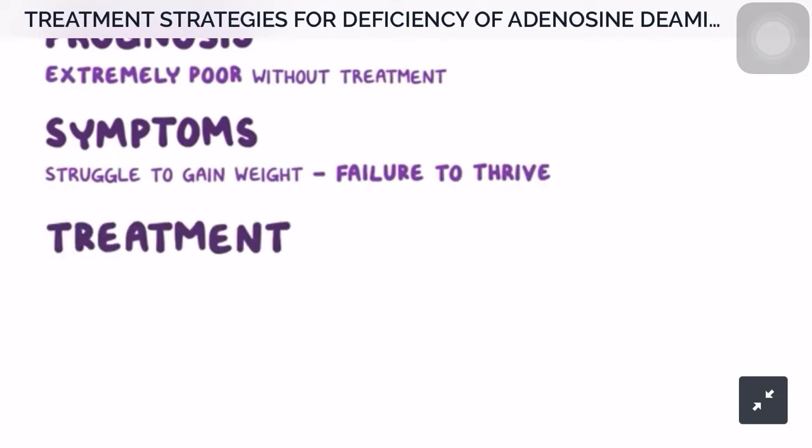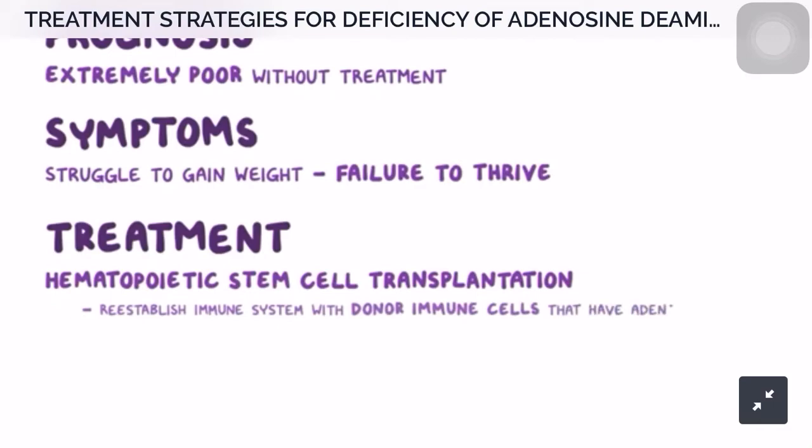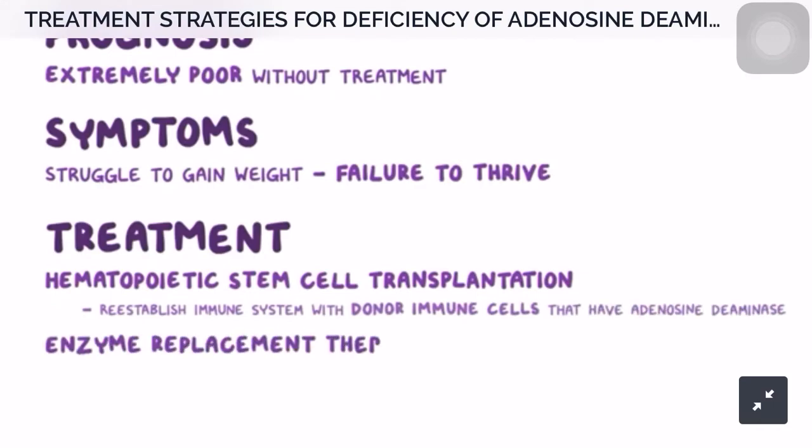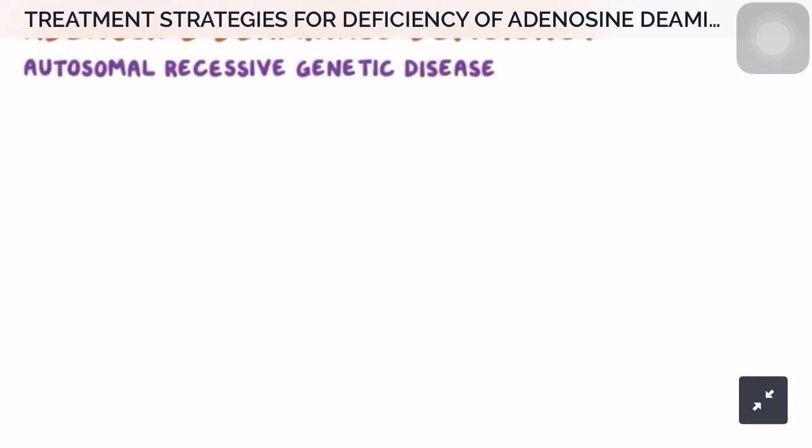Treatment of adenosine deaminase deficiency usually centres on hematopoietic stem cell transplantation. The idea is to re-establish the immune system with donor immune cells that have the adenosine deaminase enzyme. Another option is to give enzyme replacement therapy through IV infusions of adenosine deaminase, but this requires weekly infusions and isn't curative.